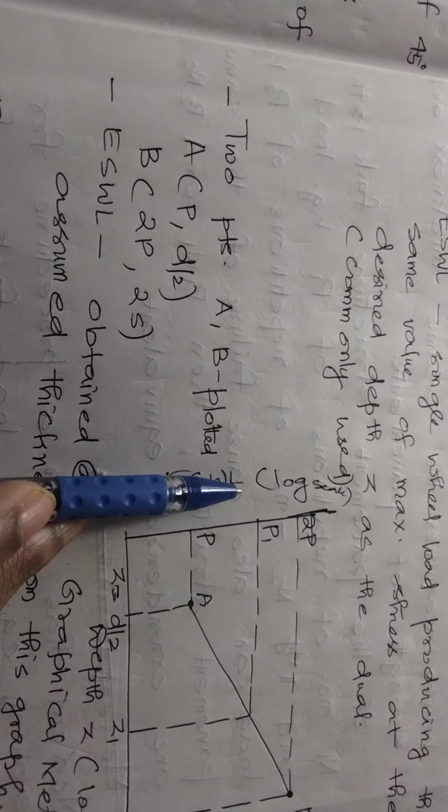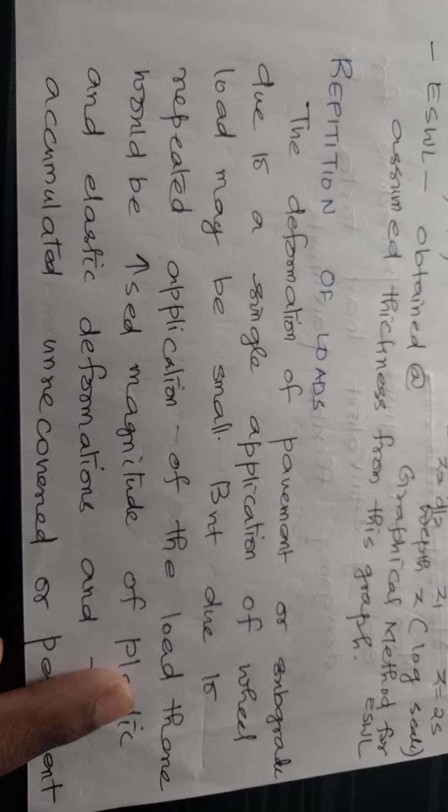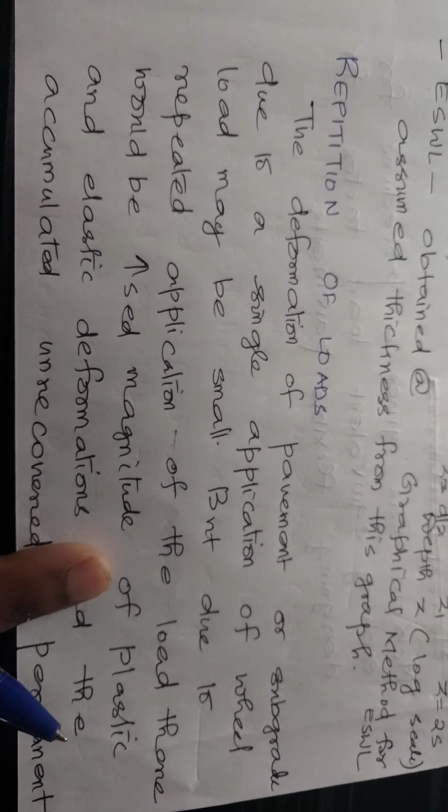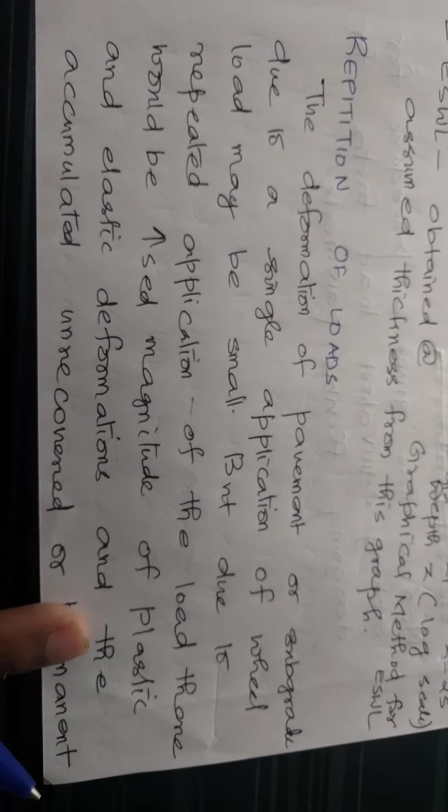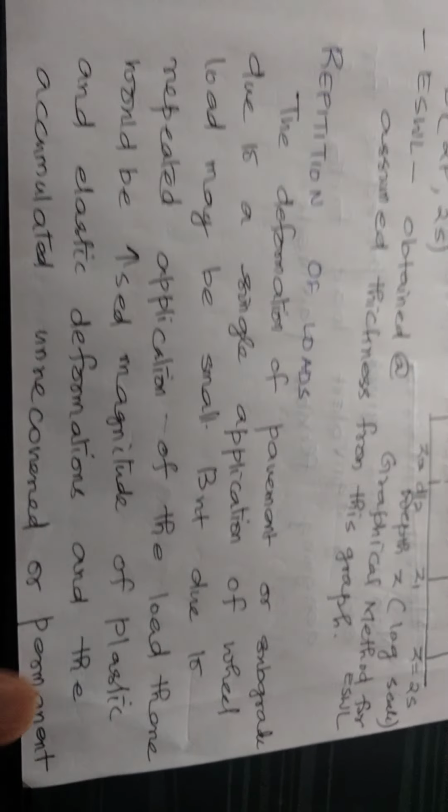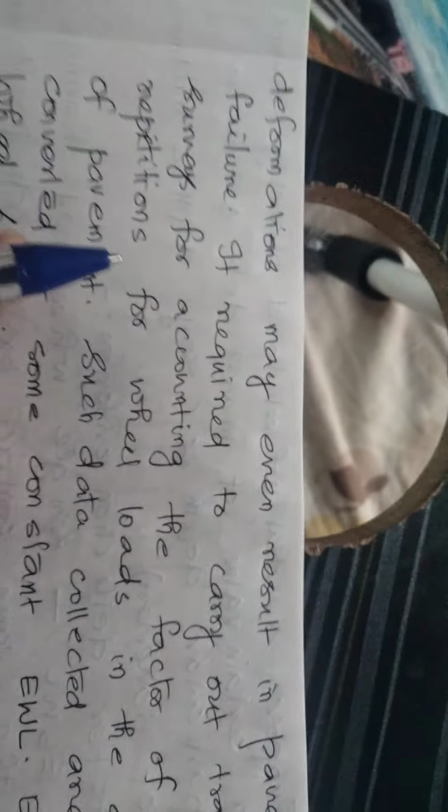Now the next term is repetition of loads. The deformation of pavement or subgrade due to a single application of wheel load may be small, but due to the repeated application of the load there would be increased magnitude of the plastic and elastic deformations, and the accumulated permanent deformations may even result in pavement failure.